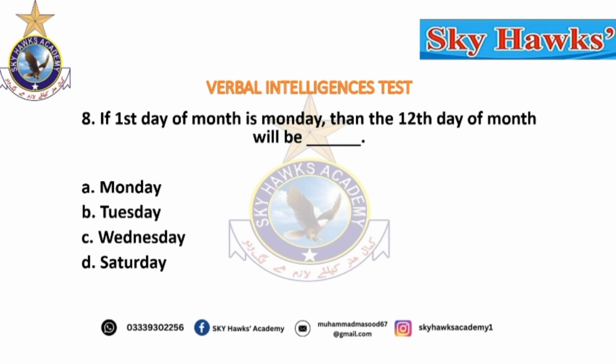If the first day of the month is Monday, then the 12th day of the month will be Monday, Tuesday, Wednesday or Saturday. If the first day of the month is Monday, we can count the days to find out what day of the week the 12th day would be. Since there are 7 days in the week, we can count in increments of 7 starting from Monday. If we count 7 days, we reach the next Monday. Counting another 7 days, we reach the next Monday, and continuing in this pattern, when we count 7 days from Monday 4 times, we end up on Saturday, right?